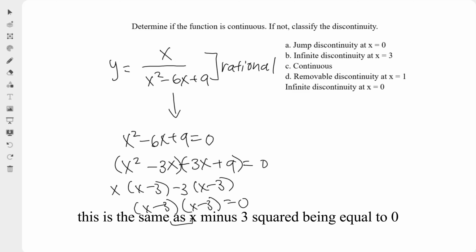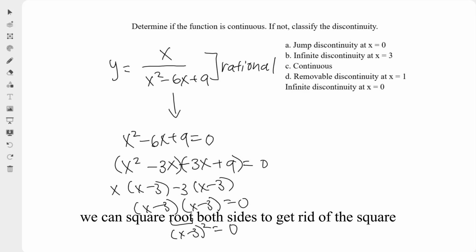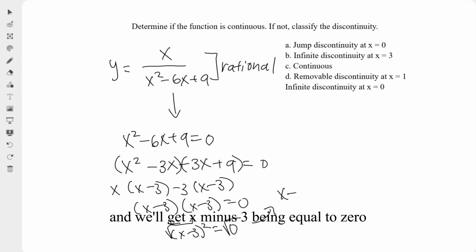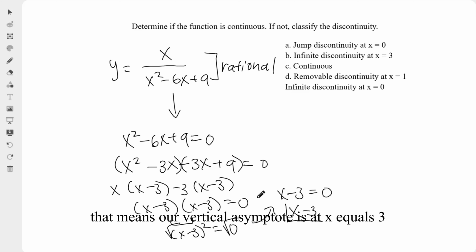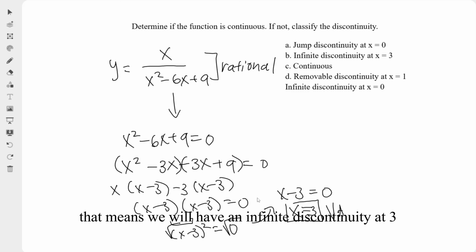This is the same as x minus 3 squared being equal to 0. If we set x minus 3 squared equal to 0, we can square root both sides to get rid of the square, and we'll get x minus 3 being equal to 0. That means our vertical asymptote is at x equals 3. So that means we have an asymptote at 3. And since we have an asymptote at 3, that means we will have an infinite discontinuity at 3, because remember, we are dealing with asymptotes, and asymptotes mean infinite discontinuities.